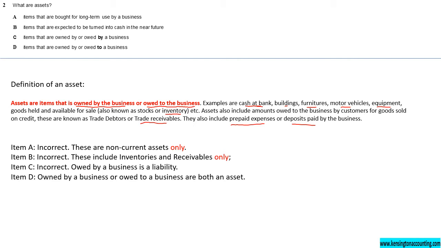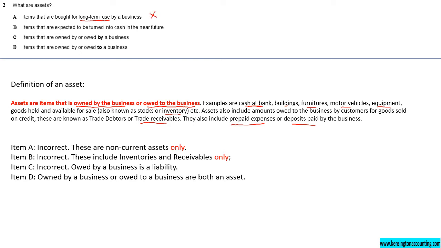So item A is talking about items which are bought for long-term use. So here it is only referring to non-current assets, but assets also include current assets like inventory, trade receivables, and prepaid expenses. Therefore, this is not a complete definition of assets. Therefore, the answer is wrong.